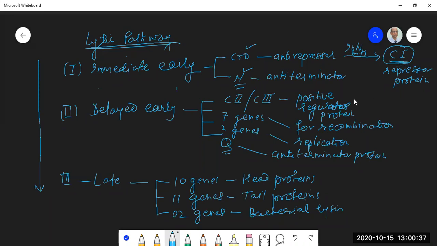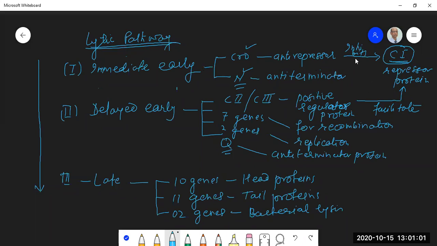Whereas these positive regulator proteins, C2 and C3, as the name suggests, are positive regulator proteins. What do they do? They facilitate expression of the repressor protein, that is CI. So using these two, the two pathways are interlocked.